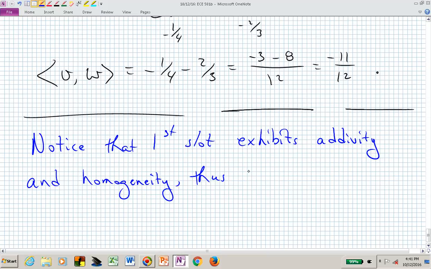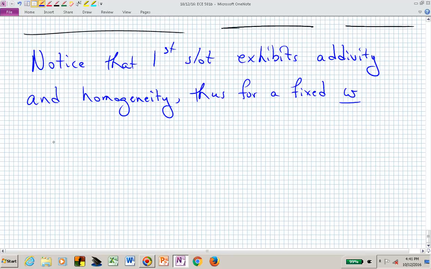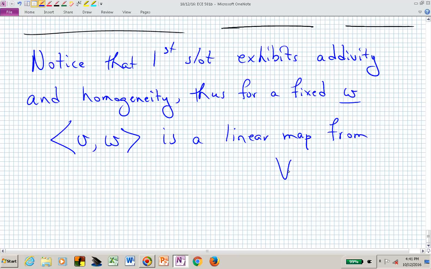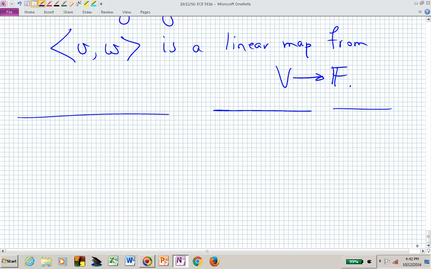Thus, if we fixed a vector, let's say W, then this inner product, V with W, is a linear map from our vector space V into the scalars. Our inner product takes us from our vector space into the scalars. Now if you just fix W, you can pick any vector you want in your vector space, and you can show that this inner product gives you a linear map. So if you needed a linear map that takes you from your vector space down to the scalars, this would be one way to build such a linear map, is to use this definition of inner product.